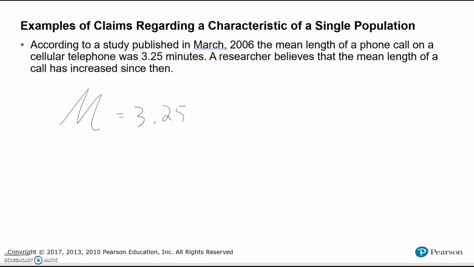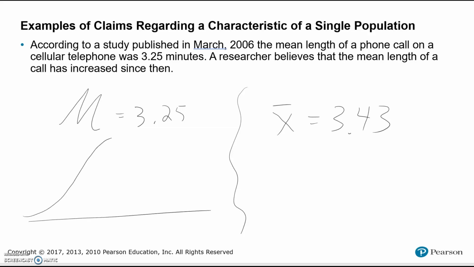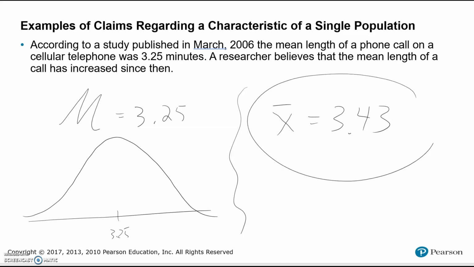So the researcher believes the mean length of the call has increased. Eventually, we'll take a sample and we'll get something else, something like that, and then we'll say, okay, did it change? Is it statistically significant? Of course, these numbers are different, but are we far enough away in our sampling distribution? This is 3.25. Where does this guy land?